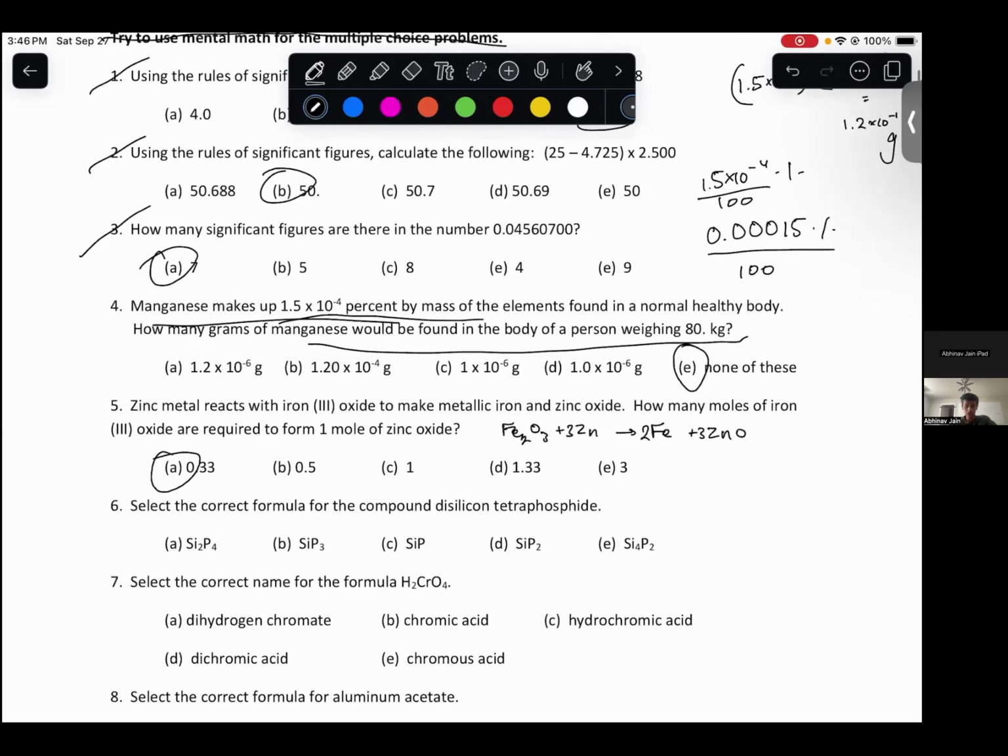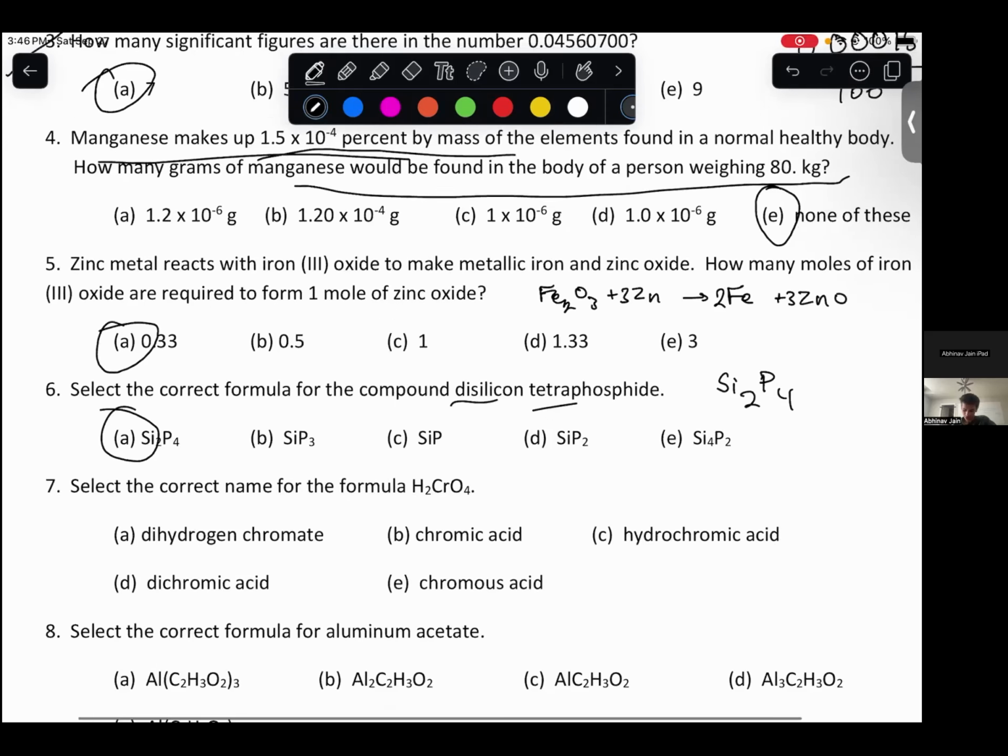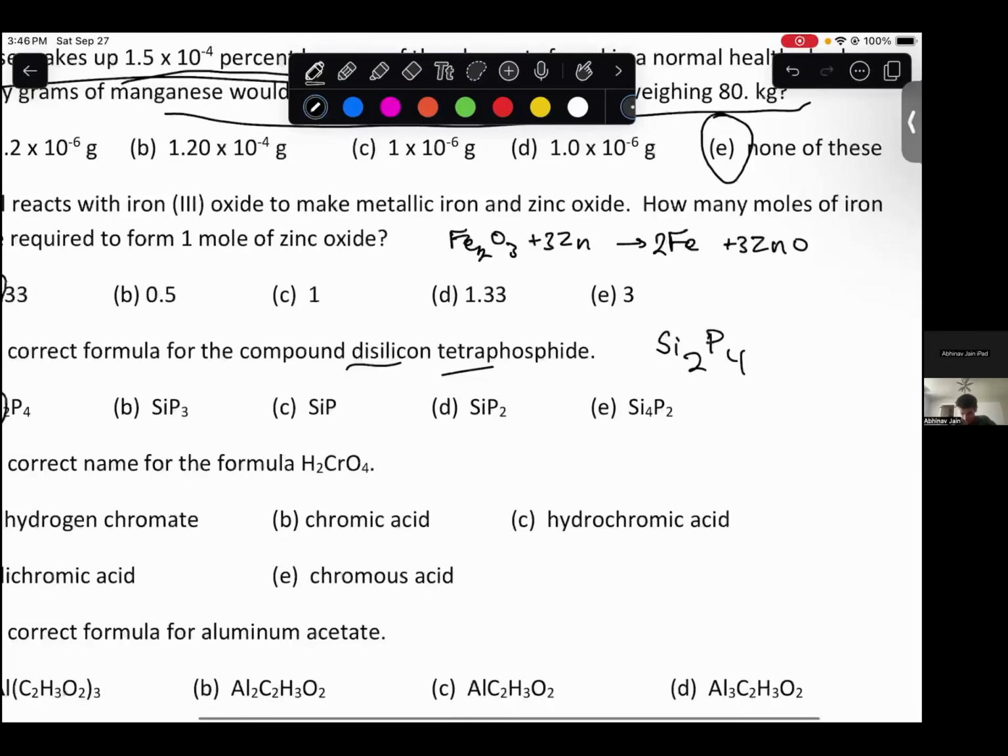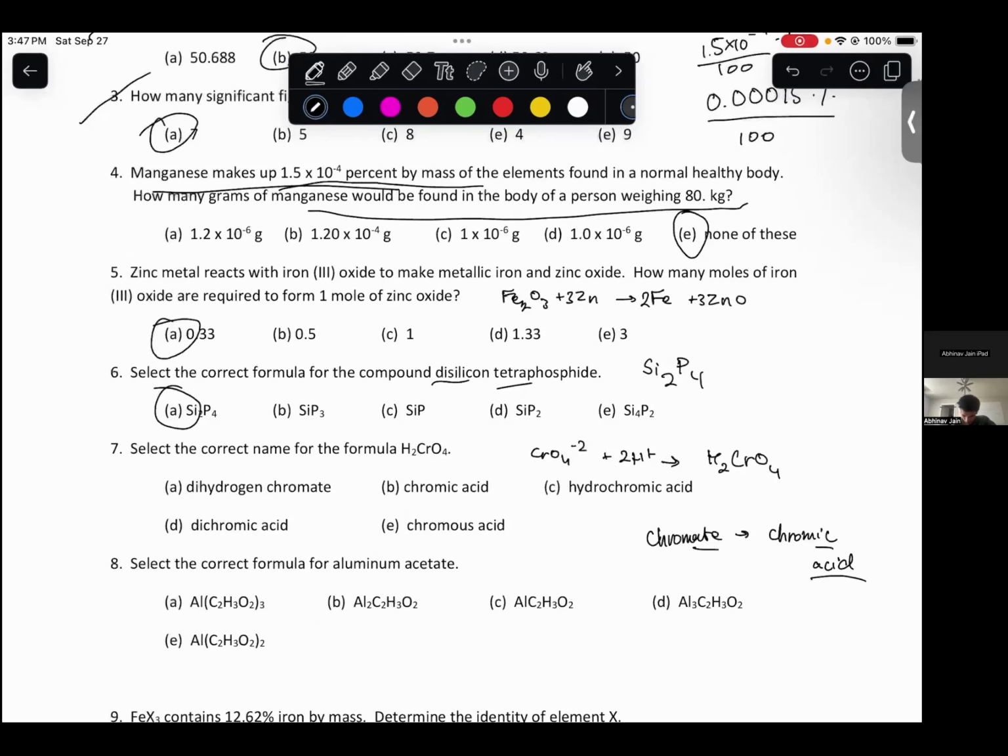Next up, select the correct formula for the compound disilicon tetraphosphide. This is a naming problem. Disilicon, that's di, so that's Si2. Then tetraphosphide, that's P4. So Si2P4, that's going to be A. Next, select the correct name for the formula H2CrO4. Notice that this is an acid. CrO4 minus 2 is a polyatomic ion. When you add hydrogen ions to it, it forms the acid H2CrO4. The polyatomic ion is chromate, so it becomes chromic acid, because ate goes to ic acid. So the answer is B.